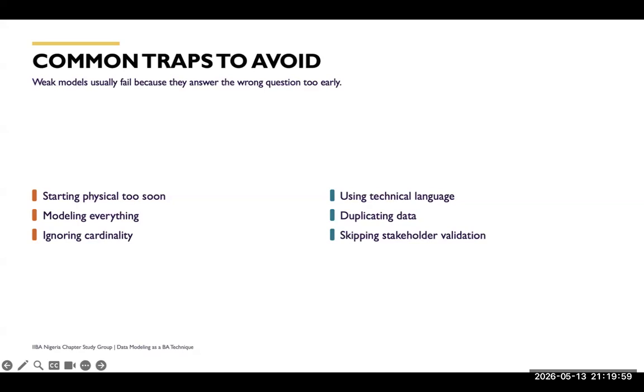You need to avoid duplicating data. And most importantly, I think we've already talked quite a bit on stakeholder validation. You need stakeholder validation, right? These are common traps not to ignore when you're modeling your business. So, moving on to the next.